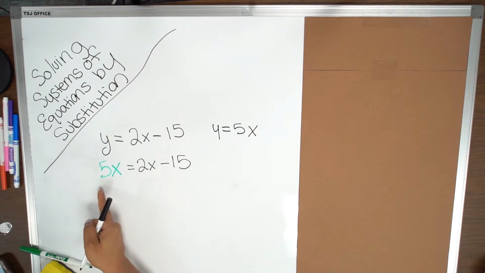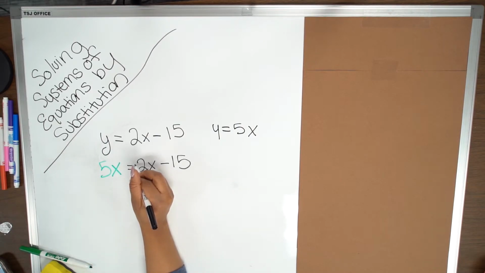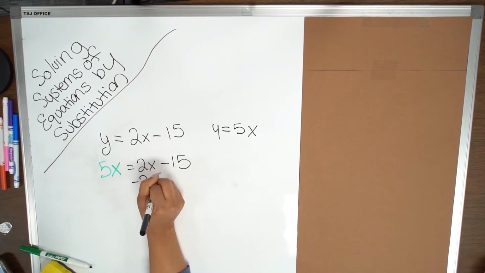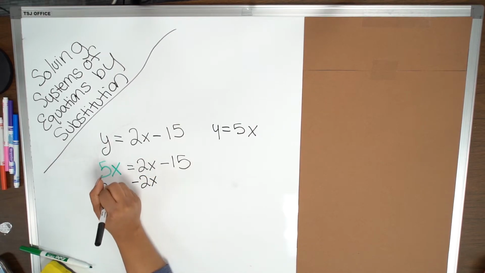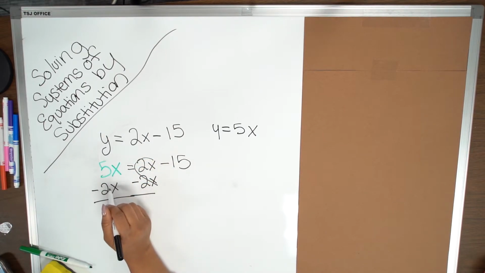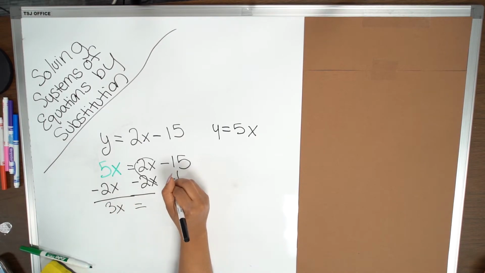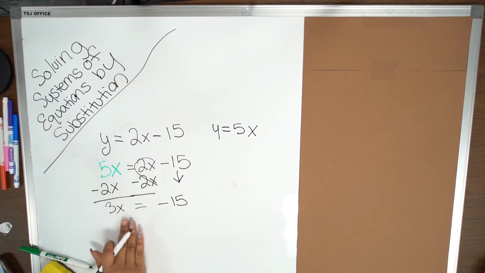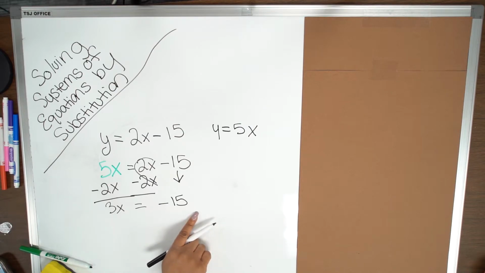So we need to move the 2x over here. This is positive. Opposite of positive is negative, aka subtraction. So what you do to one side, you have to do to the other. These cancel out. 5x minus 2x is 3x equals, bring this down, negative 15. Don't forget the negative. We have 3x equals negative 15.